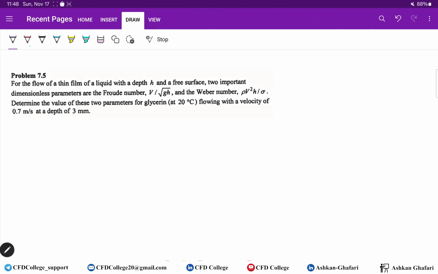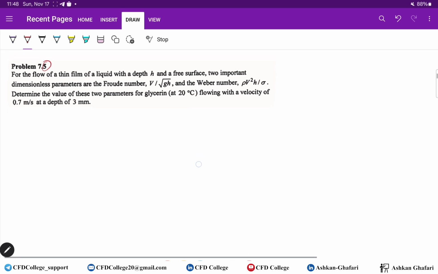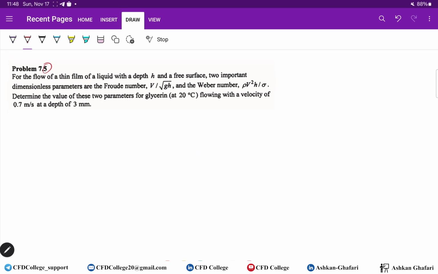This is the second problem, problem number 5 of chapter 7. For the flow of a thin film of a liquid with a depth of h and a free surface, two important dimensionless parameters are the Froude number, velocity over square root of gh, and the Weber number.